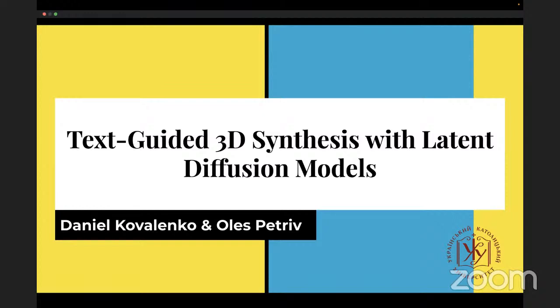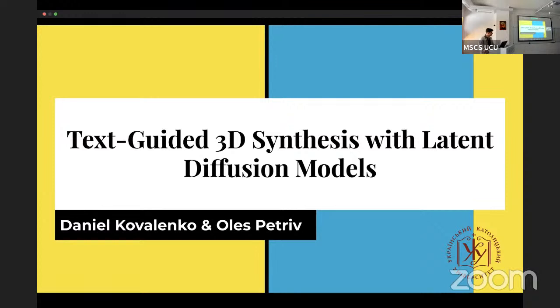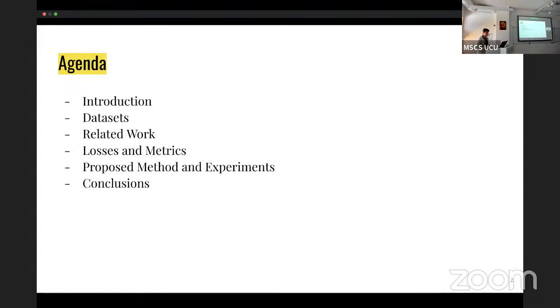Hello, my name is Daniel Kovalenko, and today I want to present our work called Test Guided Heuristics with Latent Vision Models. Thanks to Les Patrick, CTO and co-founder of the ACI company, for his supervision of this test. So, I will introduce our problem setting, then we will review datasets available in open source, then I will review related works, losses and metrics which we apply in our work, and the proposed method with experiments, and finally conclusions.